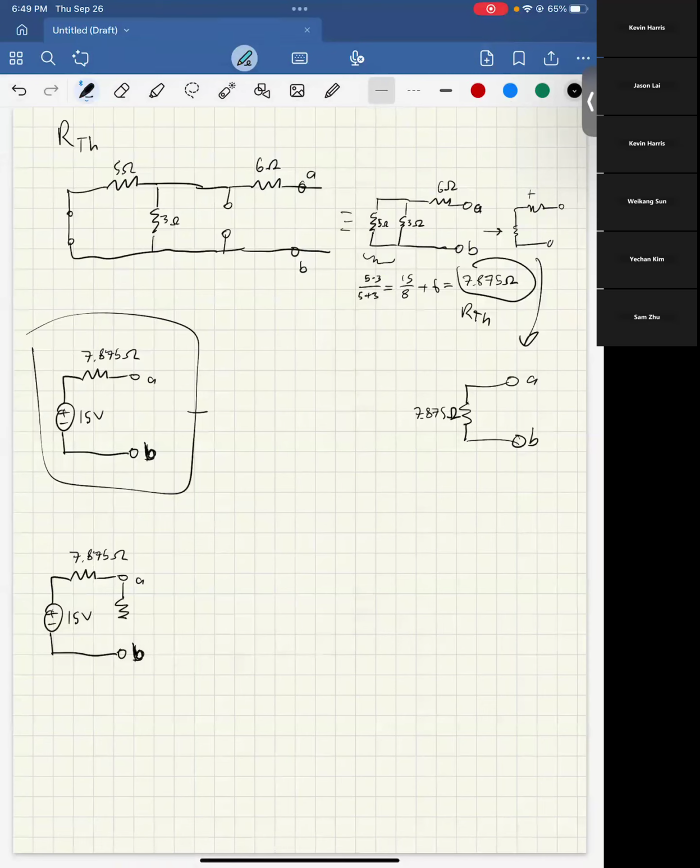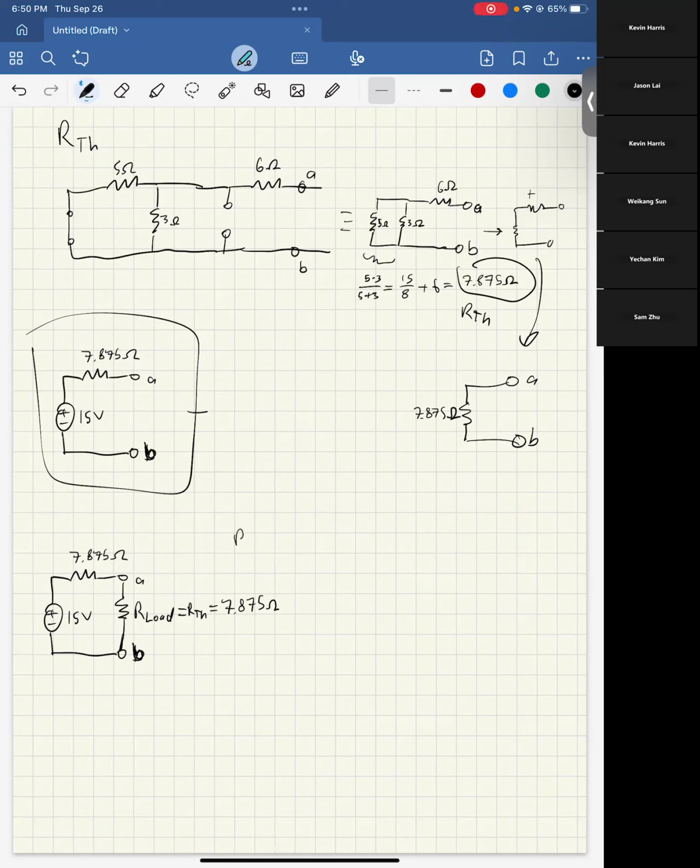If you think about it, the bigger resistor is going to make less current flow through, which will dissipate less power, and a smaller resistor will dissipate less power because it's less resistance dissipating less heat. And there's a balance somewhere when you have that second resistor in there, and you find that that balance is when R load equals your RTH, which is going to be 7.875 ohms.